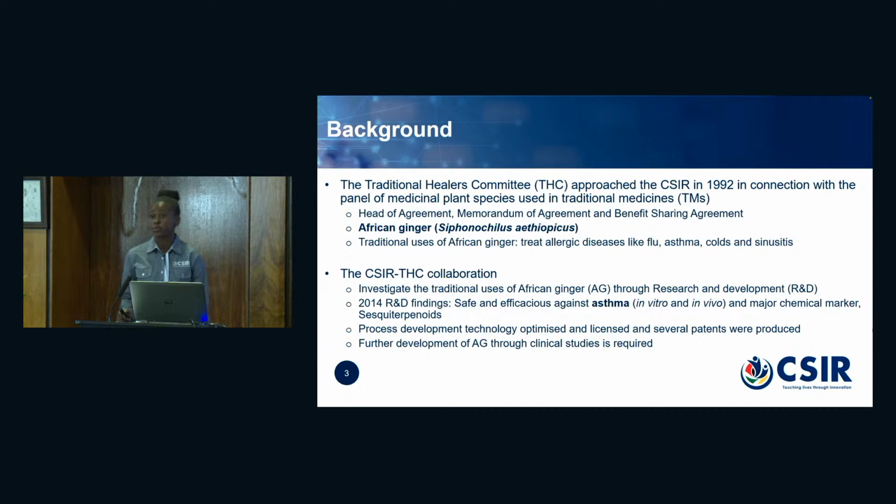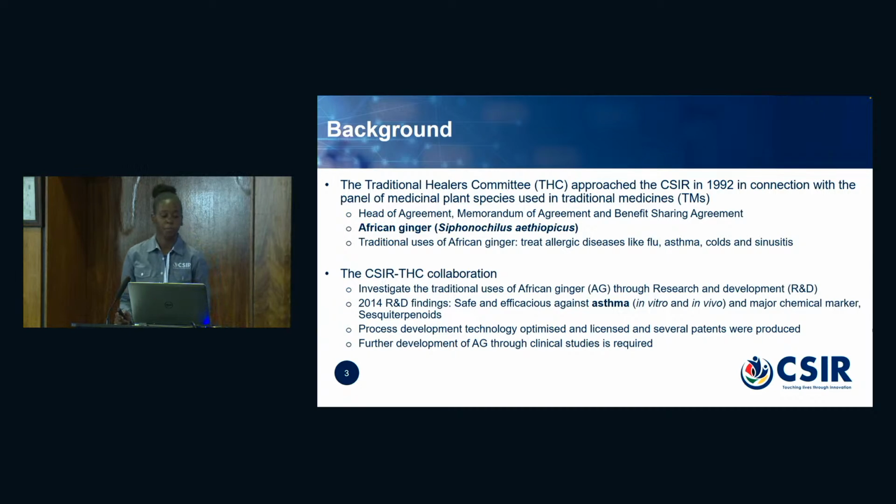In 1992, traditional healers in South Africa, known as the Traditional Healers Committee, approached the CSIR in connection with a panel of medicinal plant species that they use in traditional medicines. This led to the signing of the Head of Agreement, Memorandum of Agreement, and Benefit Sharing Agreement. After the signing, the Traditional Health Committee shared their indigenous knowledge with the CSIR pertaining to several plants. One of the plants was African ginger, scientifically known as Siphonochilus aethiopicus.